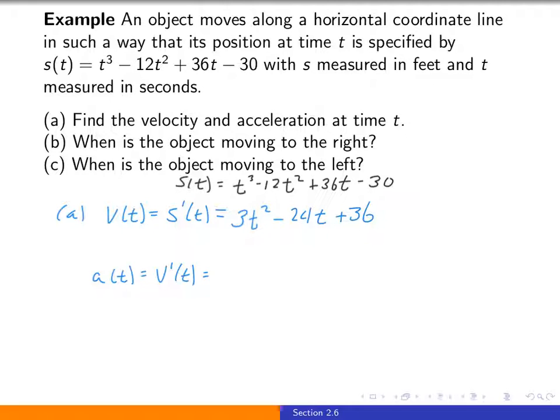Acceleration is the derivative of velocity, so we're going to just play that same game again. We're going to differentiate the velocity. So the 2 comes down, 3 times 2 is 6, and the new power of t is 1, minus the derivative of 24t is 24, and the derivative of a constant is 0.